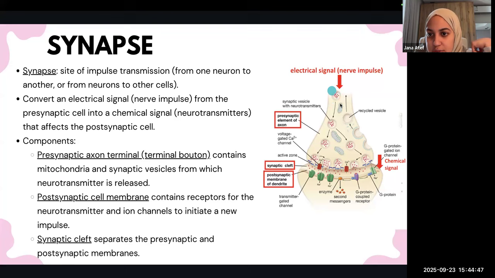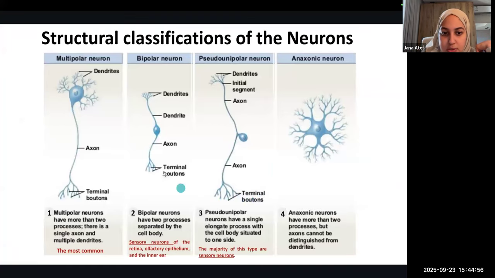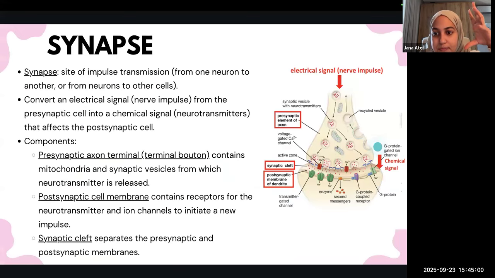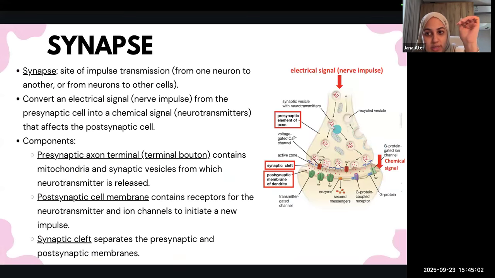So you see these vesicles and mitochondria. These are all found in the terminal boutons, which are the end of an axon. This is how it ends. So the presynaptic contains vesicles and mitochondria. What's inside the vesicles is the neurotransmitter, because once the signal is going to propagate, the neurotransmitter goes by exocytosis and passes through.